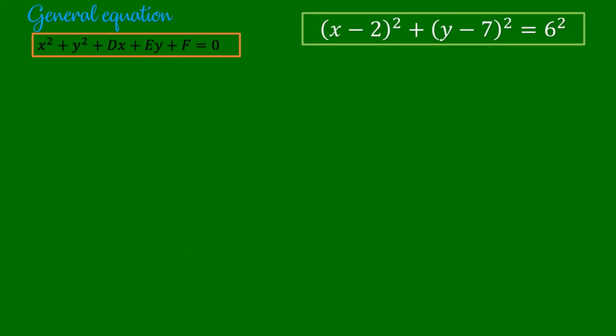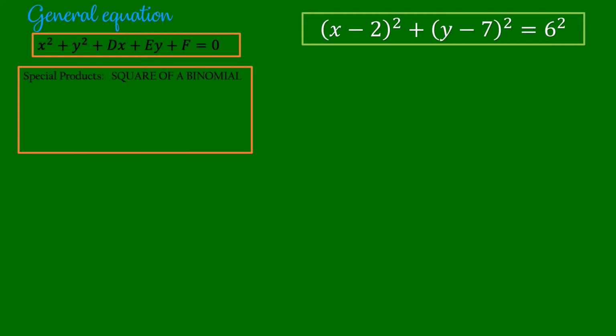Remember this, in transforming an equation from standard to general form, we will be using special products, the square of a binomial. Our standard equation is the square of x minus 2 plus the square of y minus 7 equals 6 squared. To transform this to general form, we need to expand and simplify this. But before that, let's talk first about the square of a binomial.